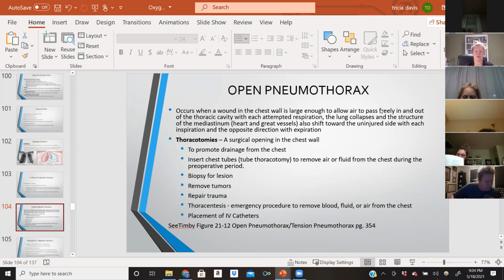Sometimes we do thoracotomies where the doctors go in and do a surgical opening in the chest wall. We do these to promote drainage from the chest if there's some kind of fluid in there. Sometimes we will insert chest tubes, so that would be called a tube thoracotomy. We put these in to help remove air. We can help remove fluid, sometimes during a pre-operative period or afterwards. Sometimes we do it if we have to do a biopsy, if we think there's a lesion in there and we want to test it to see if it's malignant. We can remove tumors. We can repair trauma.